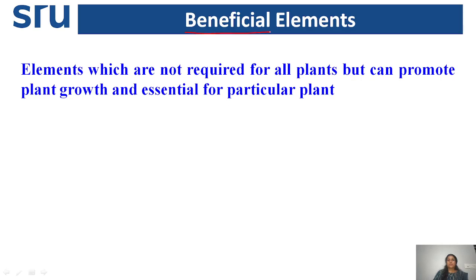Next, coming to beneficial elements, we know that 17 essential elements are there. Then what is the meaning of a beneficial element? What is the difference between essential and beneficial elements? Beneficial elements are not required by plants but can promote plant growth and metabolism. They help in growth and metabolism, but they are not required for all plants. These nutrients are not universal. Those 17 essential elements are universal.